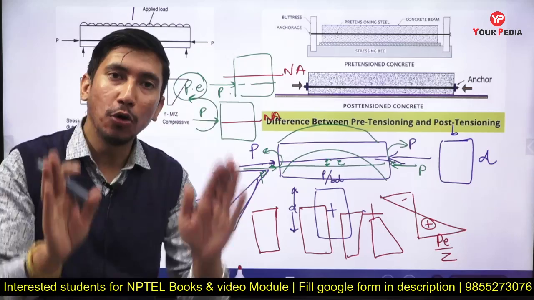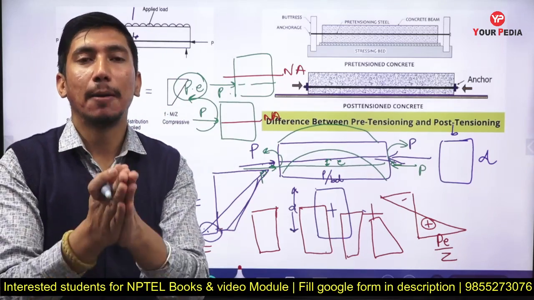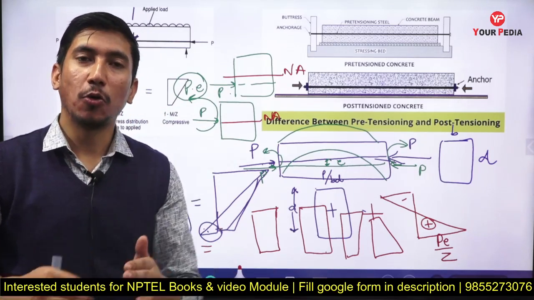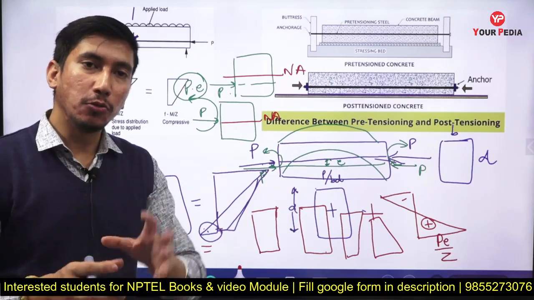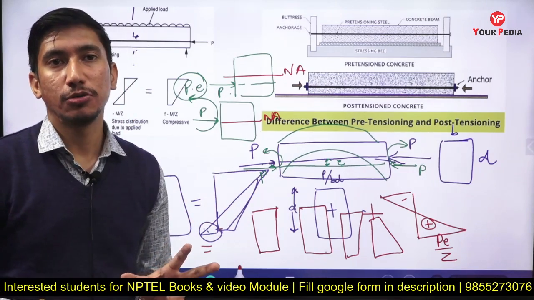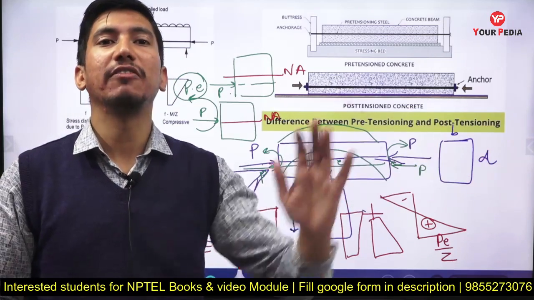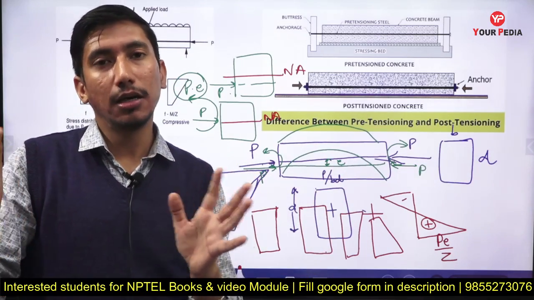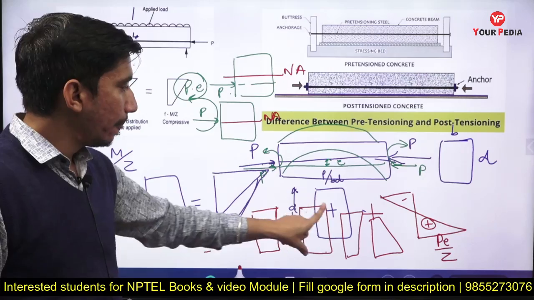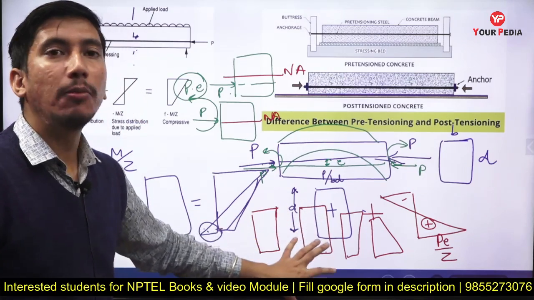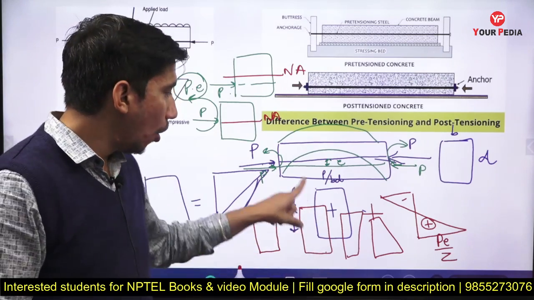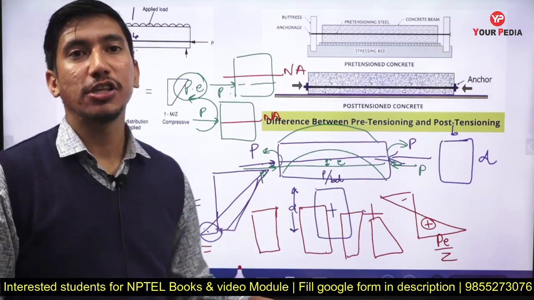We want a more or less uniform compression in concrete. We don't want too much compression also. We don't want even a little bit of tension also. Okay? We want that only compression should come, but compression should also not be very, very high. Compression should be under some limit only. So almost uniform stress distribution that you get all over the cross section.